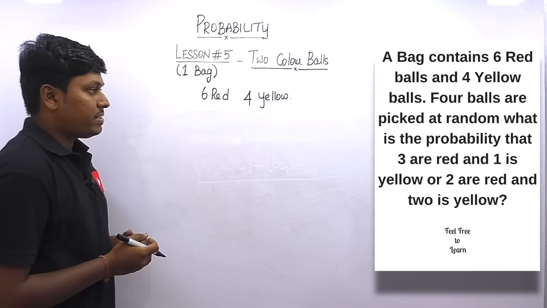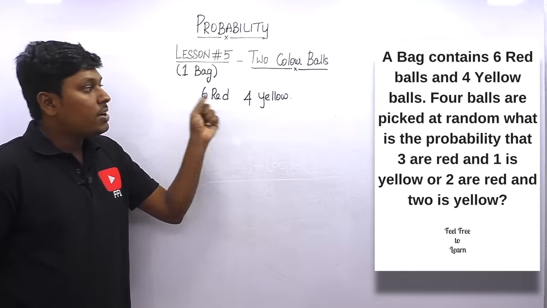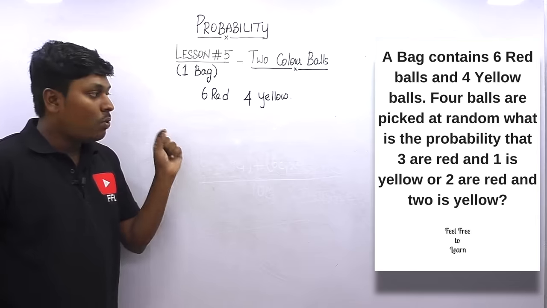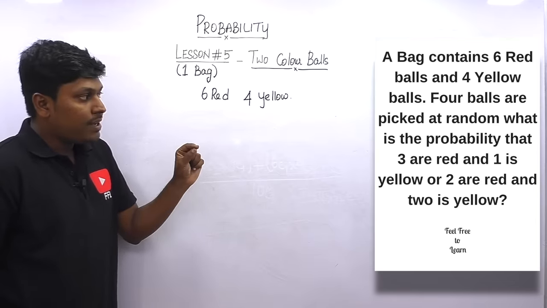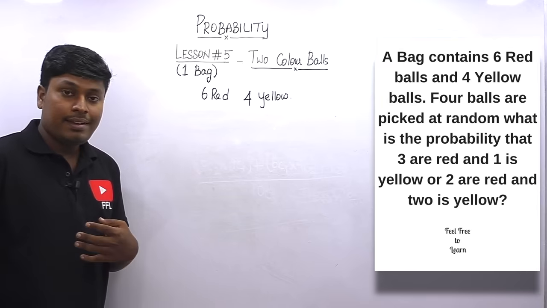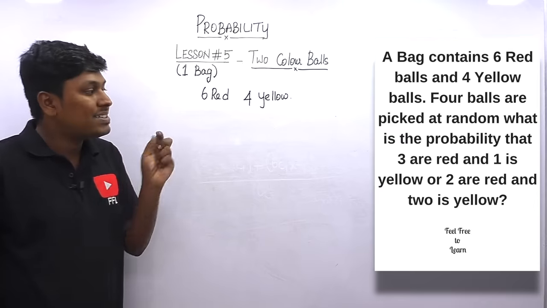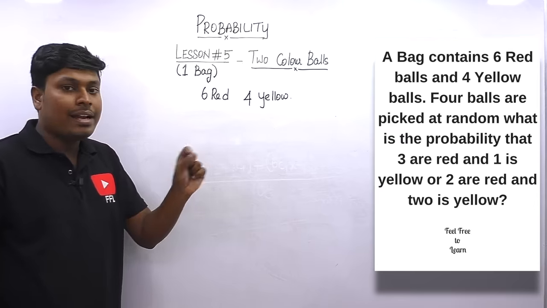Last, seventh question. A bag contains six red balls and four yellow balls. Four balls are picked at random, what is the probability that three are red and one is yellow, or two are red and two are yellow? Listen here, our target is to pick four balls. Out of these four balls, they have given two conditions. First condition is three are red and one is yellow.